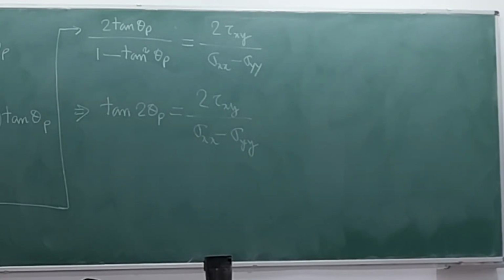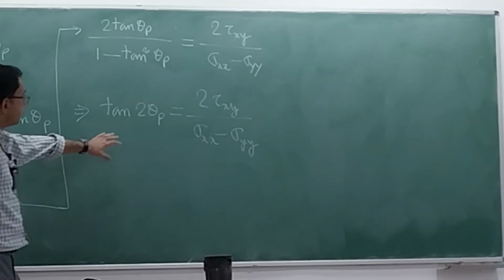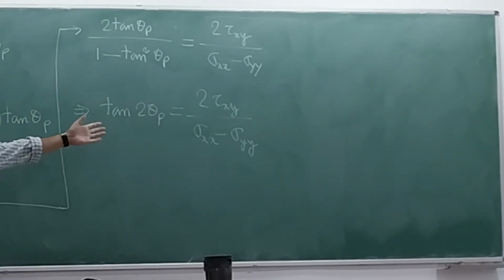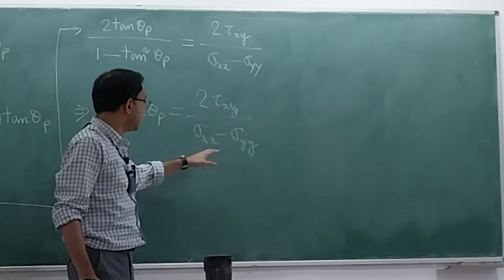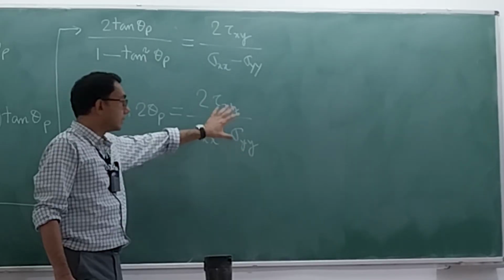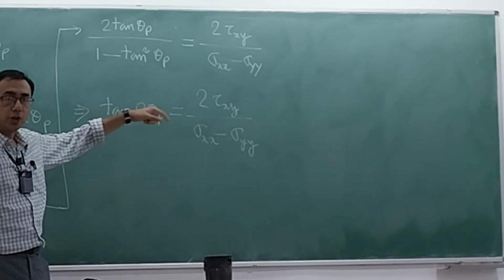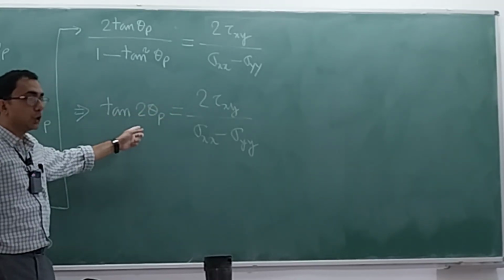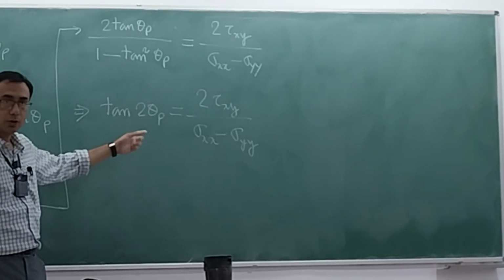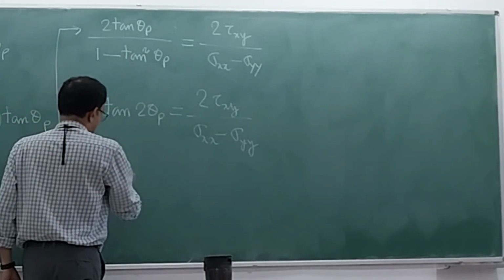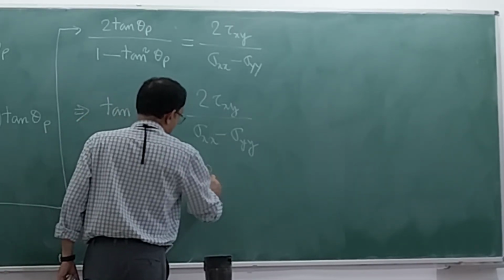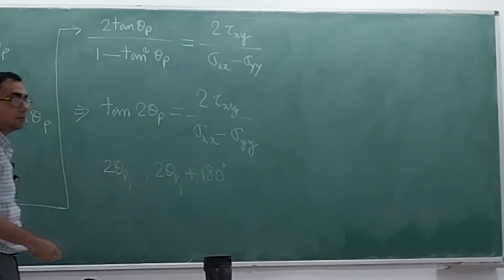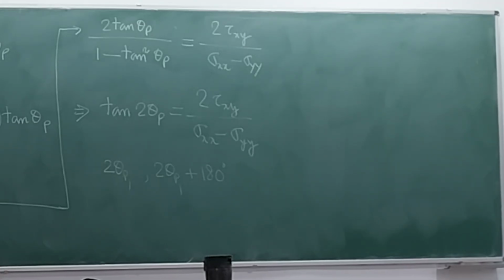All right. Now you tell me, how many solutions in general are you going to get out of it for 2 theta p? Suppose I supply you with numerical values of tau xy, sigma xx and sigma yy. The right hand side will come out as a certain value. Corresponding to that value, will I not get 2 values of twice theta p? So I will get twice theta p1 and twice theta p1 plus 180 degrees. Right? Why?